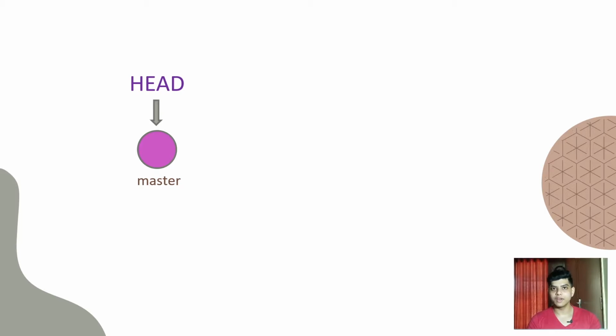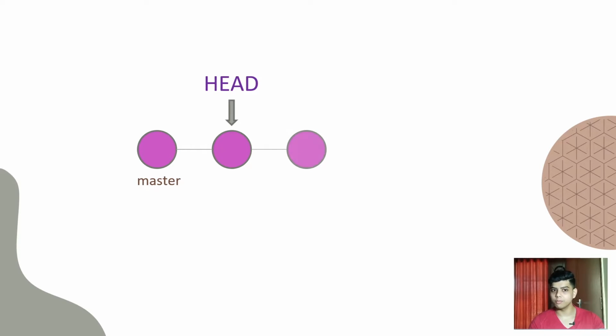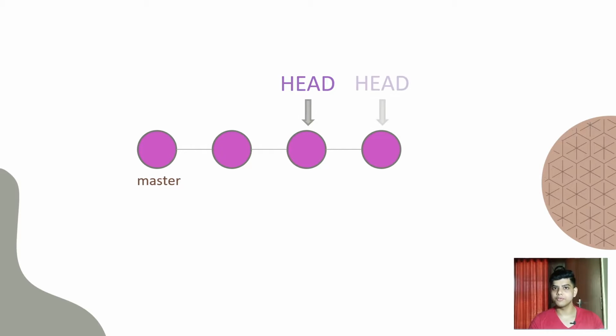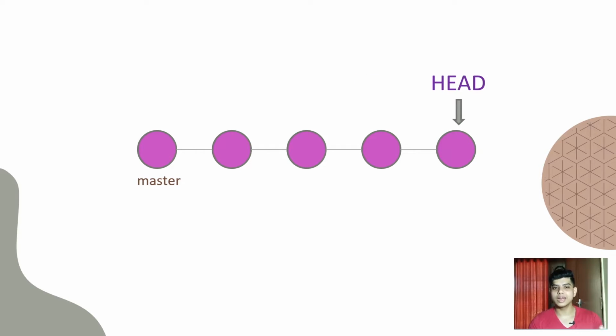Now when we make some commits, this head would move to the latest commit. Let's say we also made a third commit, it will move there. We made a fourth commit, it will move there. We made a fifth commit, the head will move to the latest commit. So let's see this in an example.